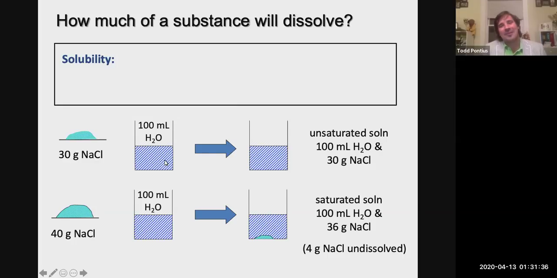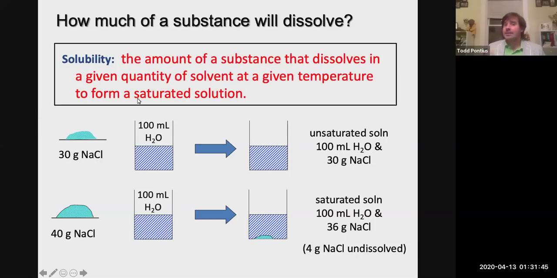Now, let's get a little bit more quantitative here. Let's talk about solubility. Solubility tells us how much of a solute will dissolve. So the definition of it is the amount of a substance that dissolves in a given quantity of solvent at a given temperature to form a saturated solution. So saturated solution, what's that mean? Well, for example, water is pretty good at dissolving sodium chloride. If you have 100 milliliters of water and you pour in 30 grams of salt, all of it will dissolve.